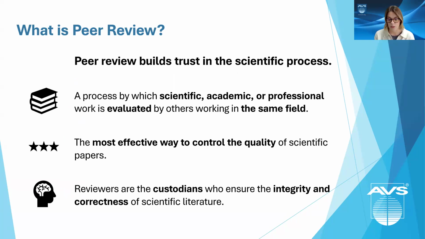So what is peer review? Peer review is a process by which academic or professional work is evaluated by others who are working in the same field, and it's the most effective way to control the quality of research outputs. Reviewers are the custodians of scientific research and literature who ensure integrity and correctness. Overall, peer review builds trust in the scientific process.